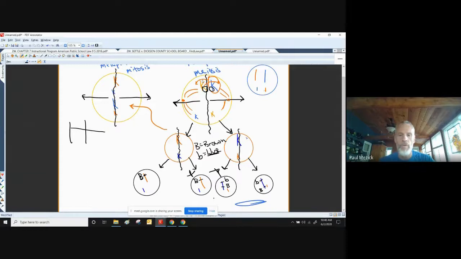And the other chromosome that mom has for that particular chromosome, let's say she was a carrier for blonde hair. So she's a carrier for blonde hair.